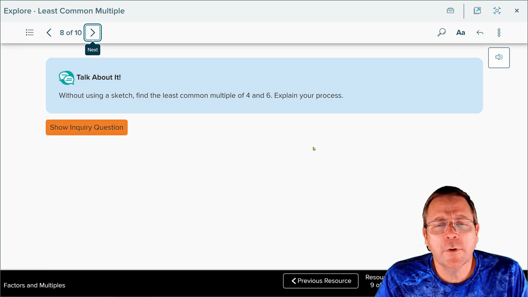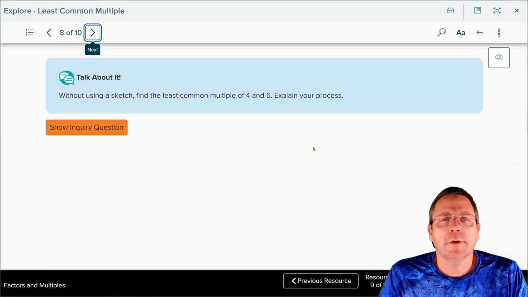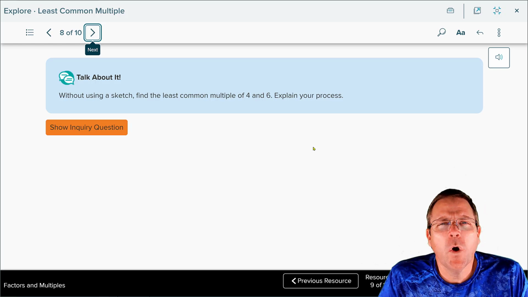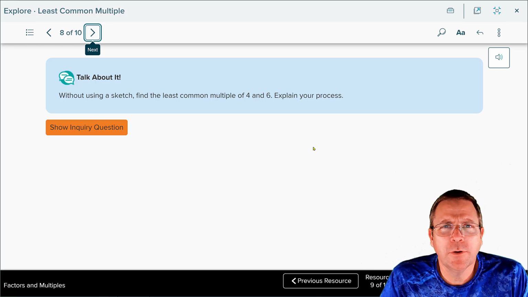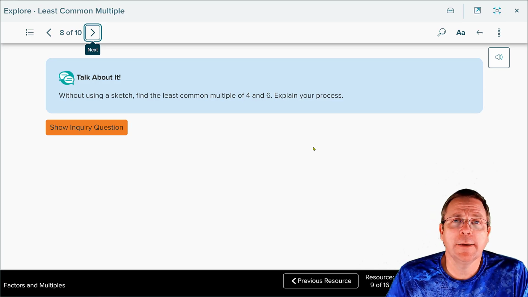Now everything we've done so far has been using their fancy technology. Let's go back old school to how you did it when you were a wee little brat in elementary school. Find the least common multiple of 4 and 6. Go ahead and do that now, and then we will come back and see how I did it.